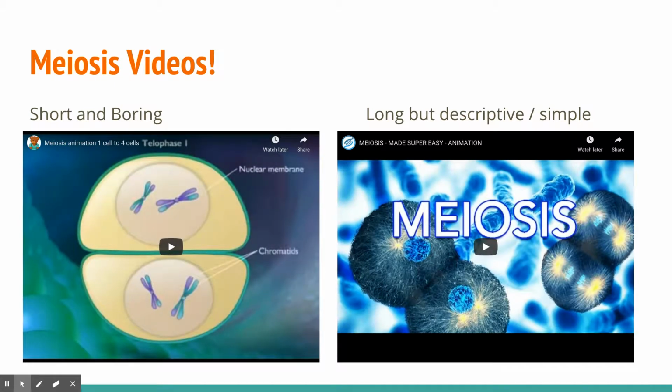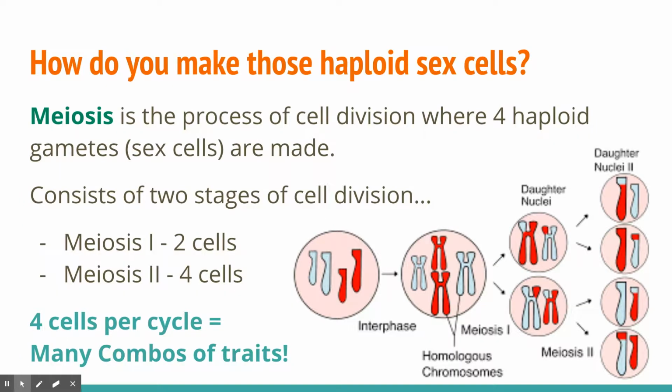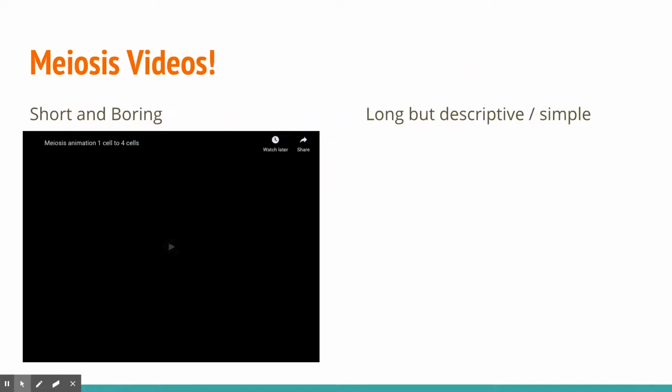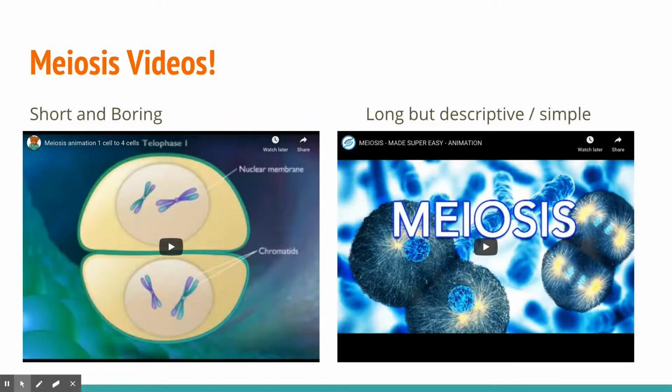So here are more videos on meiosis that you can take a look at on your own time. Again, it's the process of cell division to create 4 haploid sex cells. Does not mean 4 babies are made, just the sex cells. All right. So more information here if you would like to learn more about it in depth.